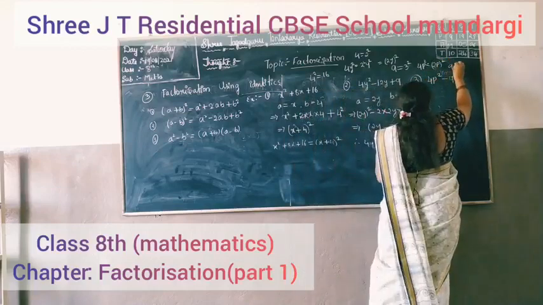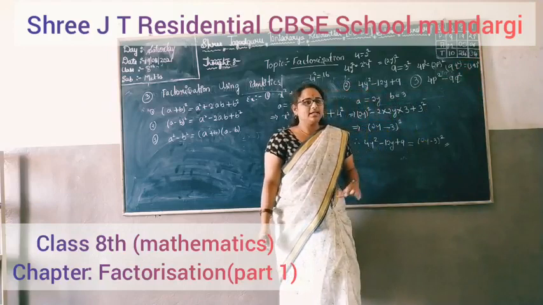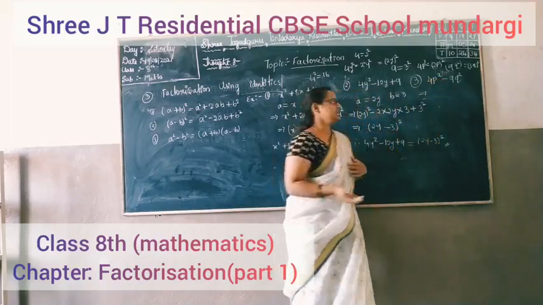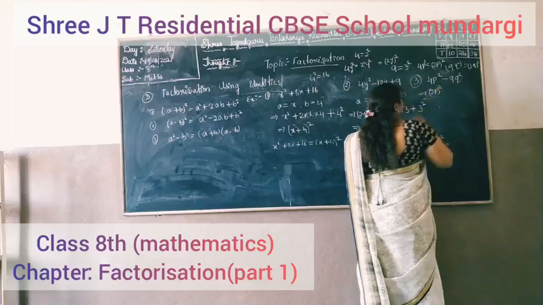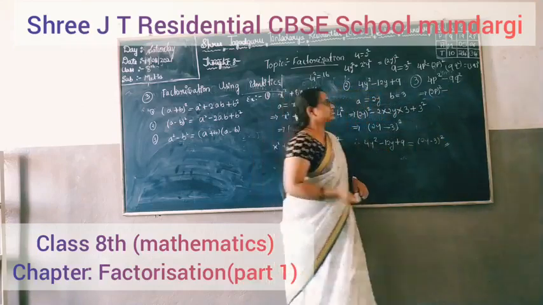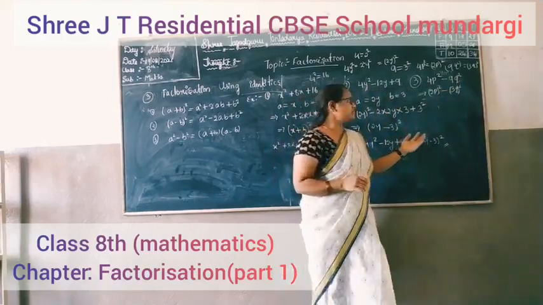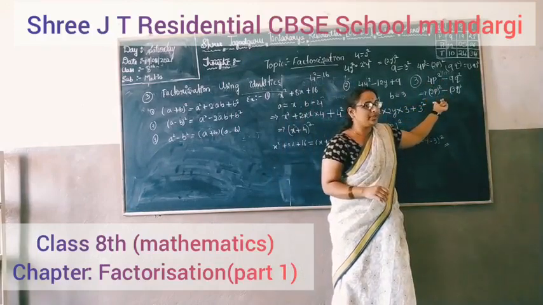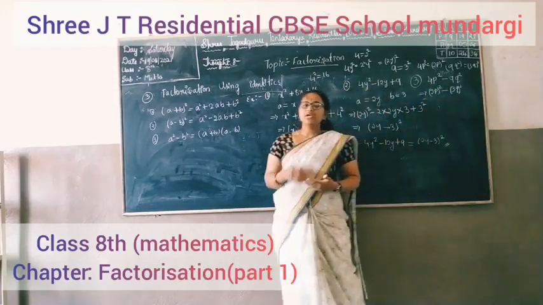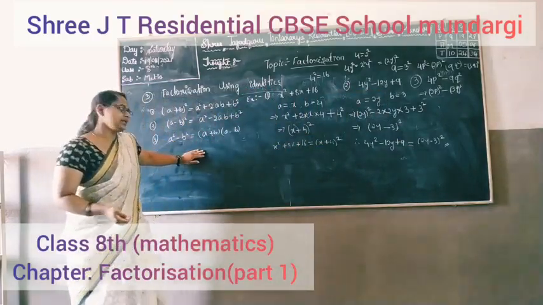Next one, 9q square is there. So I have to write 3q whole square. Why? 3 square means 9 and q square is q square. Okay. So I will rewrite this one as 2p whole square minus 3q whole square. See here, so first one is A square, I will take A is 2p and B is 3q. So you have to write in this method: A plus B one bracket and A minus B one bracket. So using the third identity.